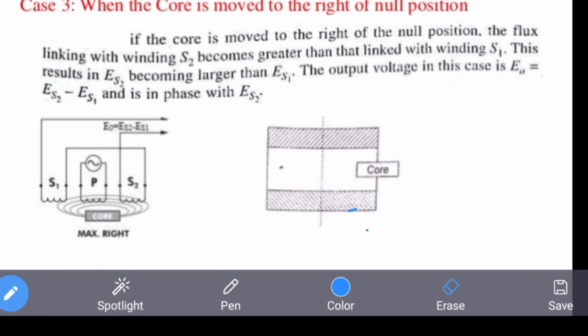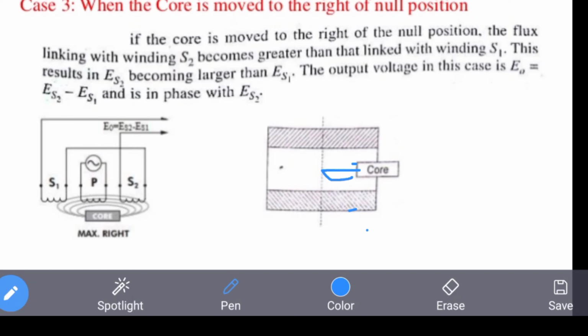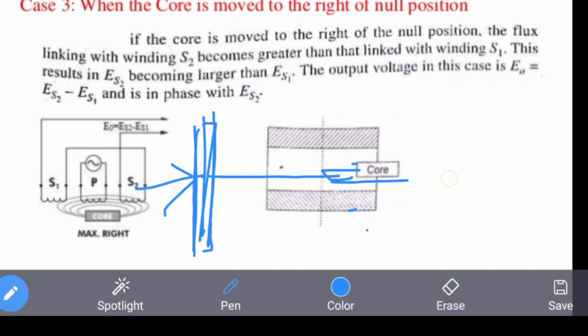You can understand it simply with 3 cases: when the core is at the null position, and when the core is moved to the left of the null position. Here you can see the application. We connected the core to an arm. Here an object is moving. If the object thickness is more or the external pressure applied to the object is more, the core will be moved like this, and ES2 will be more. When thickness or pressure is less, the core will be moved to the left of the null position. At that position, ES1 minus ES2 is the applied voltage.